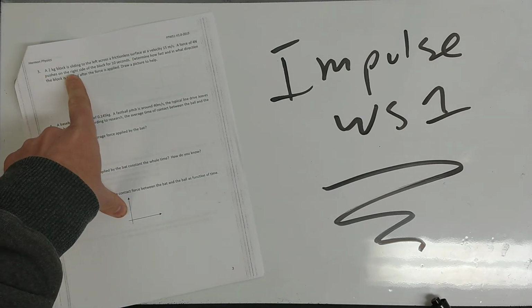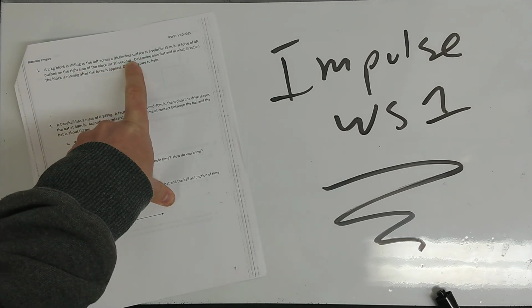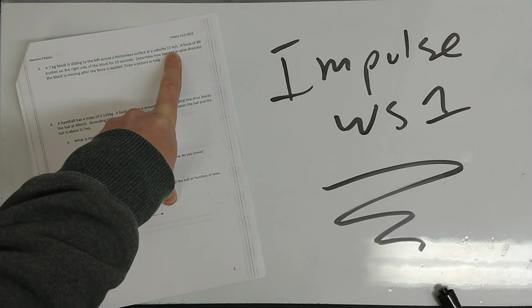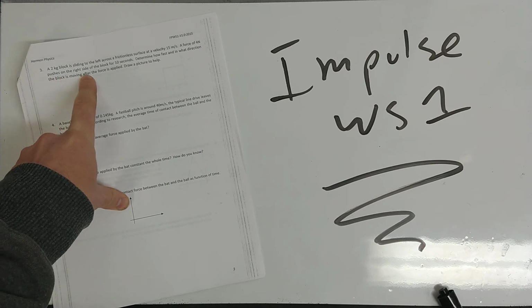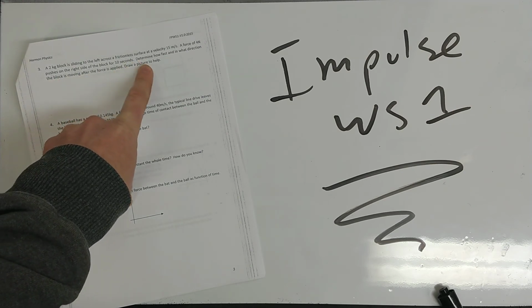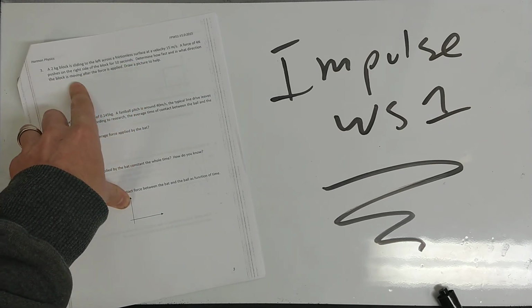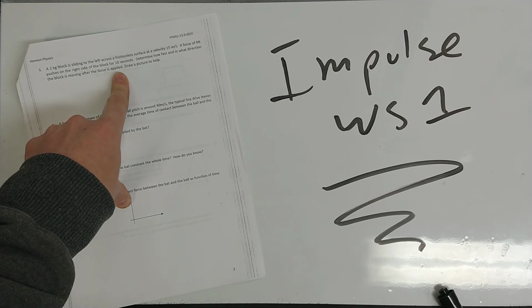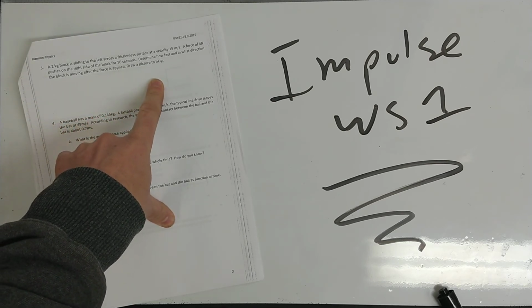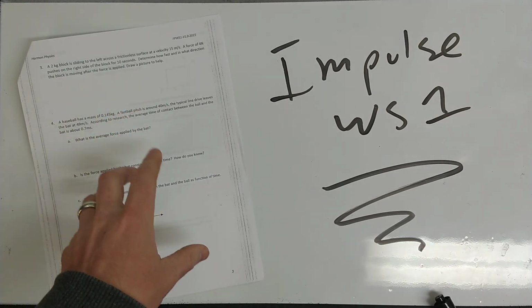Number 2: a 2 kilogram block is sliding to the left across a frictionless surface at a velocity of 15 meters per second. A force of 4 newtons pushes on the right side of the block for 10 seconds. Determine how fast and in what direction the block is moving after the force is applied. Draw a picture to help. So you've got to watch out for that.